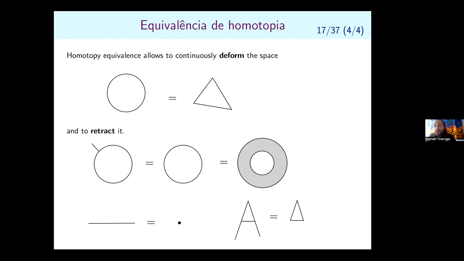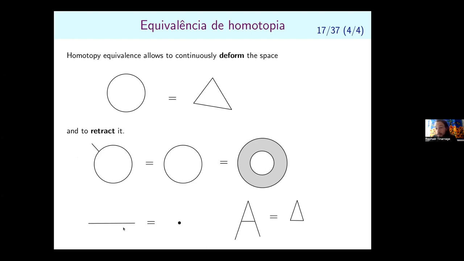But we can do more. What we can do is to retract pieces of our spaces. For instance, this circle with a little hair here, I can take the hair and retract it. And what I get is a circle. Same thing with this annulus. If I take the annulus and I retract, all around, onto the inner circle, then I obtain this circle. And all these spaces here are homotopy equivalent.